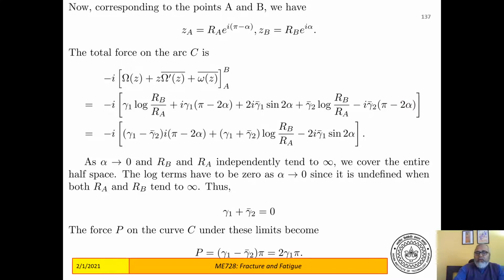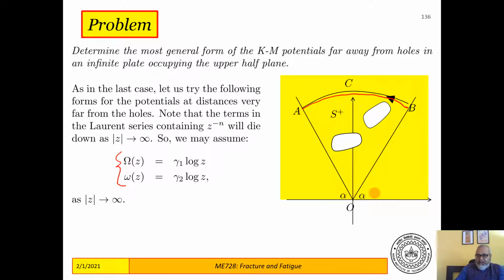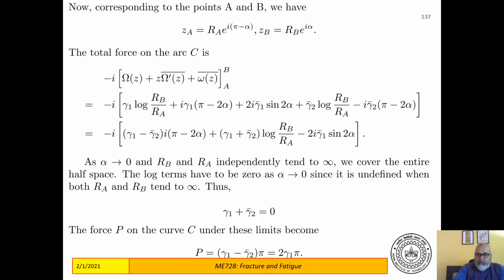And to do that, let us take 2 points. So let us take this angle alpha. So this angle is pi minus alpha, and this angle is alpha. So ZA is RA e to the power i (pi minus alpha). ZB is RB e to the power i alpha. So these two we are going to evaluate from B to A, so we are going to evaluate this quantity, i times this whole quantity from B to A. And that is going to give us the total force on the arc C.